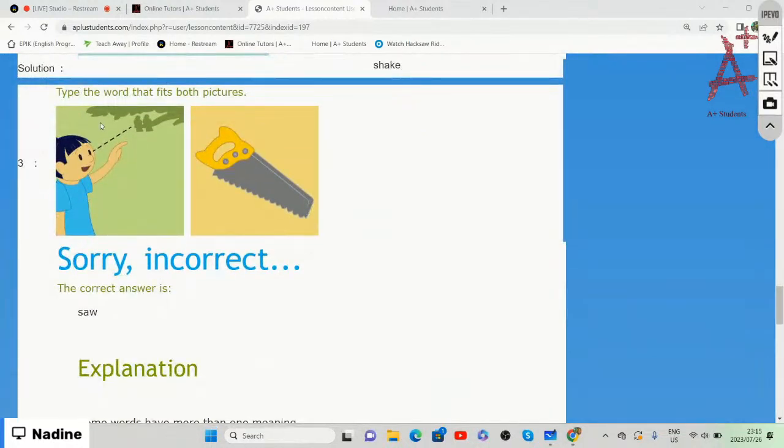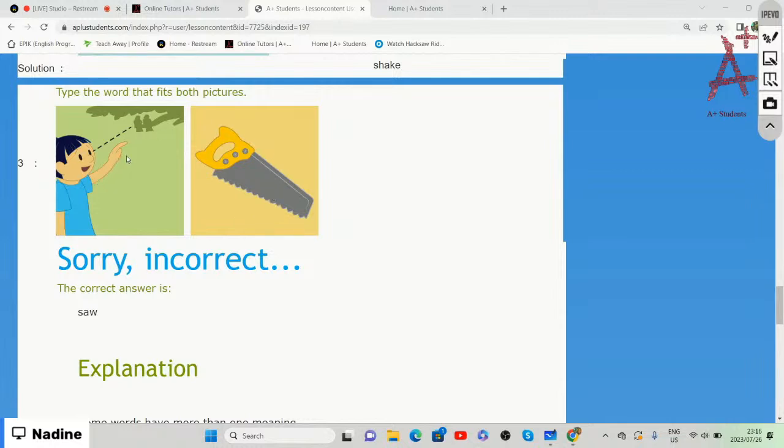All right, so type the word that fits both pictures, right? They are specifically showing this child's eyes, and the little dots are showing the birds, which means that he is looking at the birds, right? And then the next picture is a tool that they use to cut a tree, so this is a saw, right?